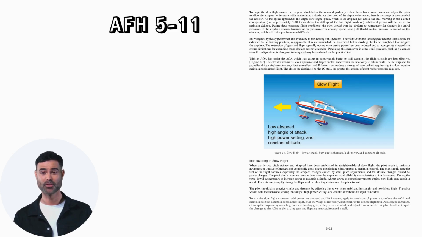To begin the slow flight maneuver, the pilot should clear the area and gradually reduce thrust from cruise power and adjust the pitch to allow the airspeed to decrease while maintaining altitude. As the speed of the airplane decreases, there is a change in the sound of the airflow. As the speed approaches the target slow flight speed, which is an airspeed just above the stall warning in the desired configuration, i.e., approximately 5 to 10 knots above the stall speed for that flight condition, additional power will be needed to maintain altitude. During these changing flight conditions, the pilot should trim the airplane to compensate for changes in control pressures. If the airplane remains trimmed at the pre-maneuver cruising speed, strong aft, back, control pressure is needed on the elevator, which will make precise control difficult.